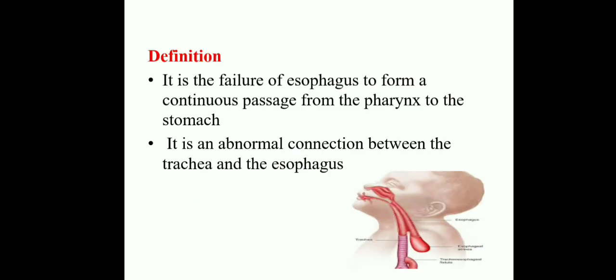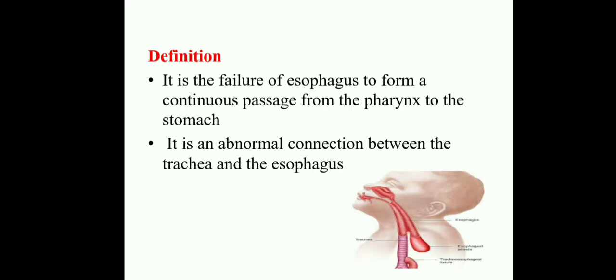Coming to the definition of esophageal atresia. It is a failure of the esophagus to form a continuous passage from the pharynx to the stomach. Here it is a failure of the esophagus. The esophagus actually starts from the mouth and directly connects up to the stomach, but some failure is there in between the passage. That is called esophageal atresia.